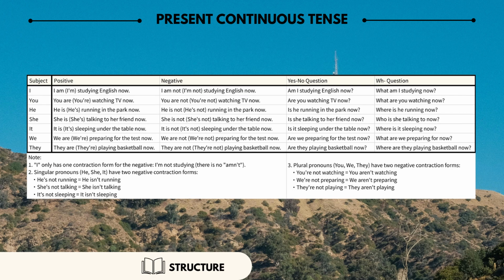Alright, now let's practice the present continuous structure with real examples. I'm going to read each subject, and I want you to hear how the meaning changes between positive, negative, yes-no questions, and WH questions. Let's go step by step. First, I am studying English now. This means I'm in the middle of studying English right at this moment. It's happening right now. I am not studying English now. This tells us that at this moment, studying English is not what I'm doing.